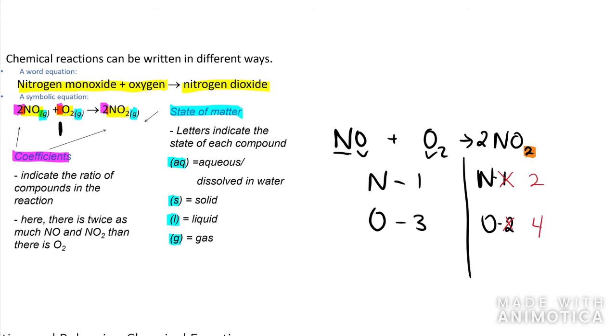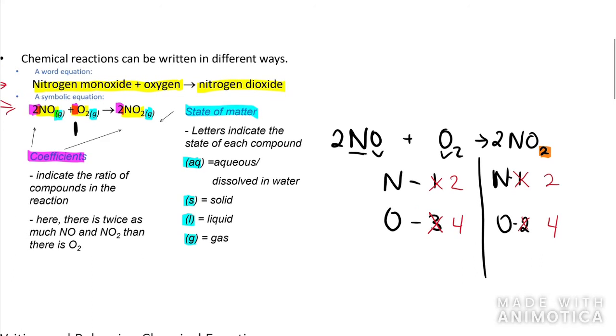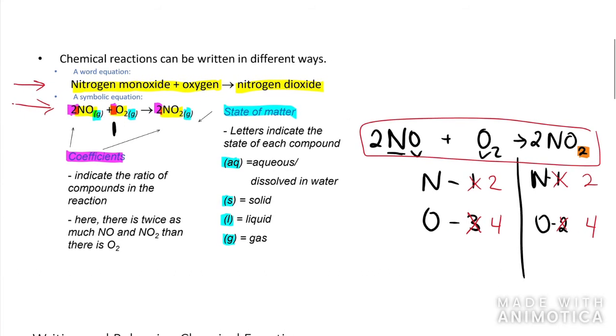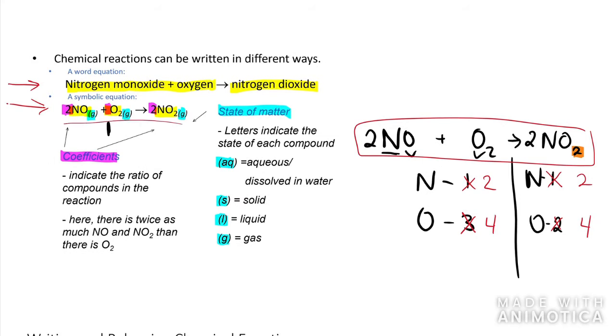Now we look at the other side. Nitrogen, 1, well we need 2, so I'm going to throw a 2 in front of there. And let's see, 2 times 1, that gives us 2. 2 times 1 plus 2, that gives us 4. Well, now I have 2 nitrogens and 4 oxygens, which means this is my balanced equation, which we already knew from over here, but that's how we figure it out.